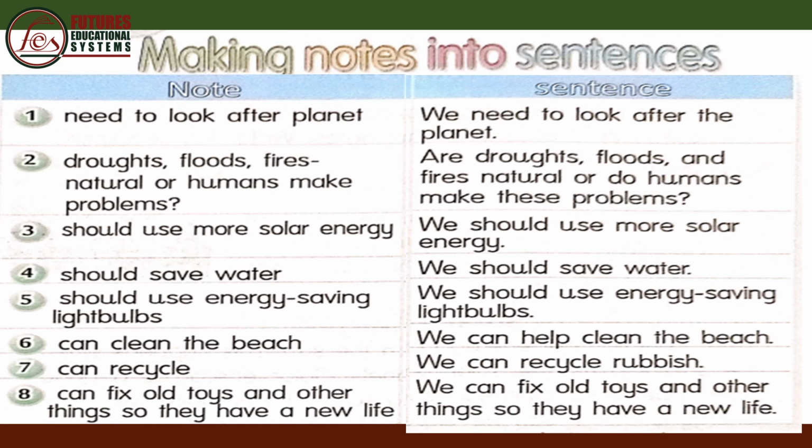Number three, should use more solar energy. We should use more solar energy. Number four, should save water. We should save water. Number five, should use energy saving light bulbs. Perfect. We should use energy saving light bulbs.